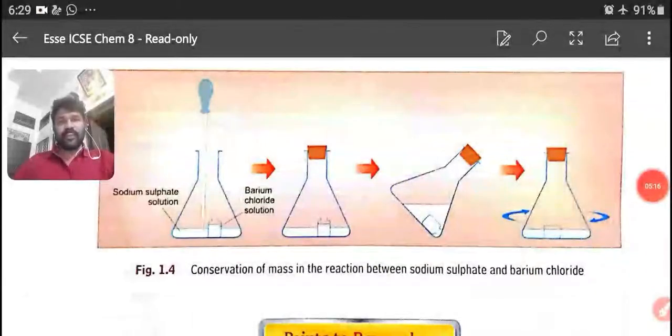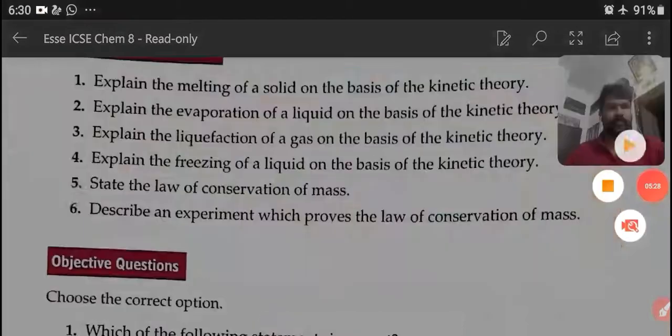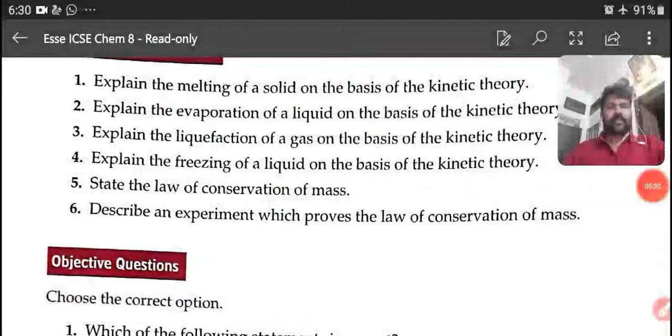So dear children, it is the end of our chapter. Now we are going to discuss a few question answers which were left yesterday. Please open your book. Now we will discuss question number 5. State the law of conservation of mass.